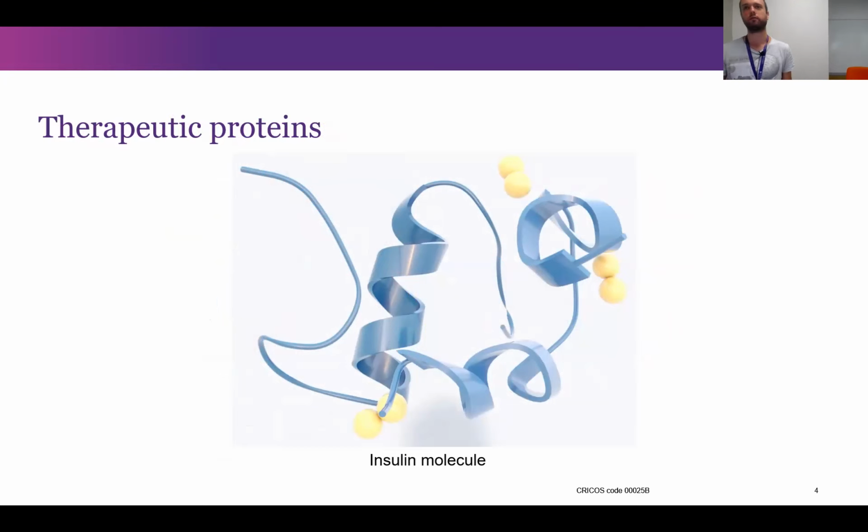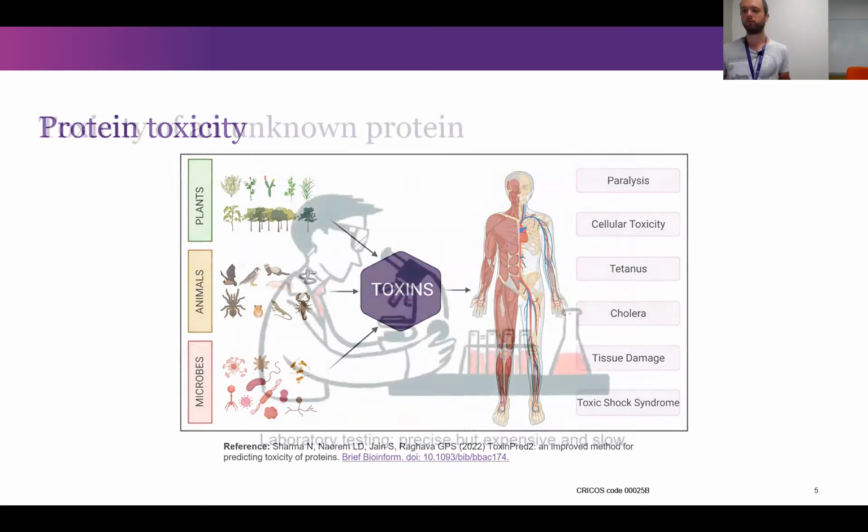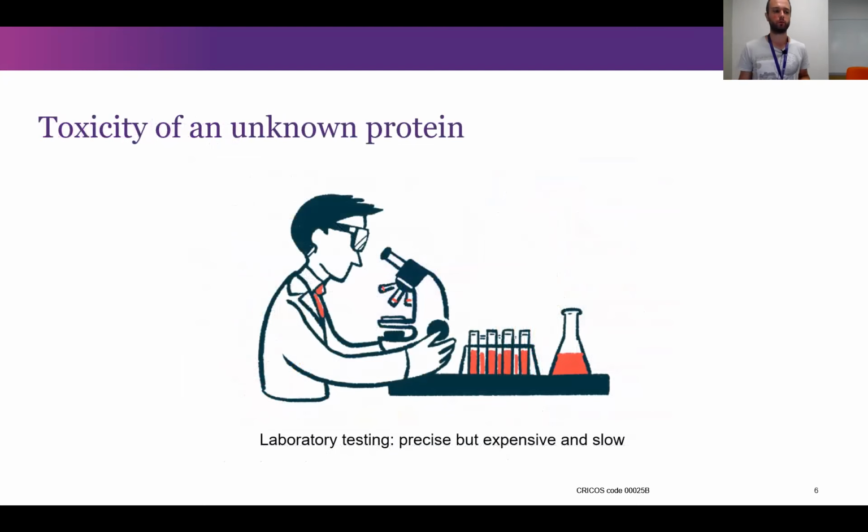But unfortunately, not all proteins are beneficial. There are a lot of toxic proteins, and if you are a research scientist working in a laboratory, and you came up with some new protein, you need a way to determine whether it will be toxic to humans. One way to do it is to give this protein to a laboratory. It will give extremely precise results, but it's very costly and it will take a long time.